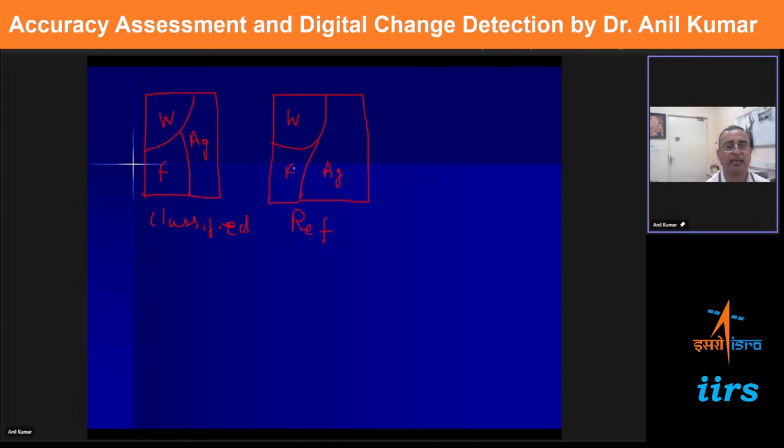Now here we can see in our classified map we have three classes: water, agriculture, and forest. So we require a 3x3 matrix, which is called an error matrix. Like this, we can create a matrix of 3x3.